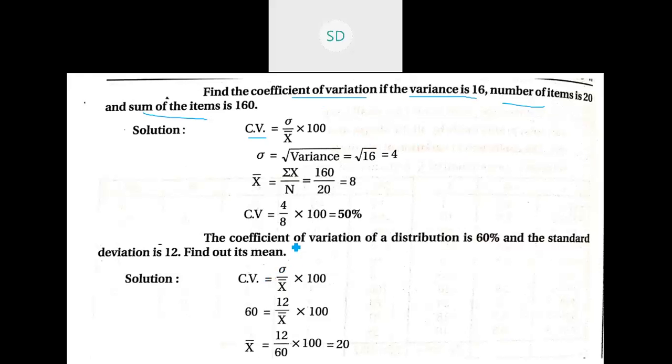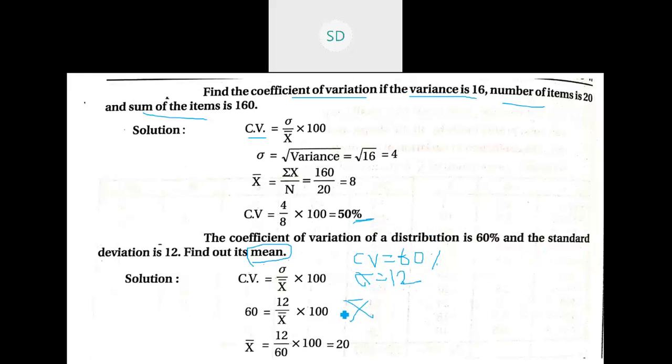Okay, now next problem. The coefficient of variation of a distribution is 60% and the standard deviation is 12. Direct question given, but they're asking us to find out the mean. That is the only twist here. So the coefficient of variation, that is CV, is equal to 60%, because variation is always given in percentage, and standard deviation is 12. Now they are asking us to find out x bar.